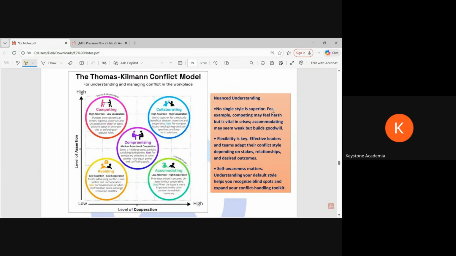No single style is superior. For example, competing may feel harsh, but is vital in crisis. Accommodating may seem weak, but builds goodwill. So it depends on what situation we have.